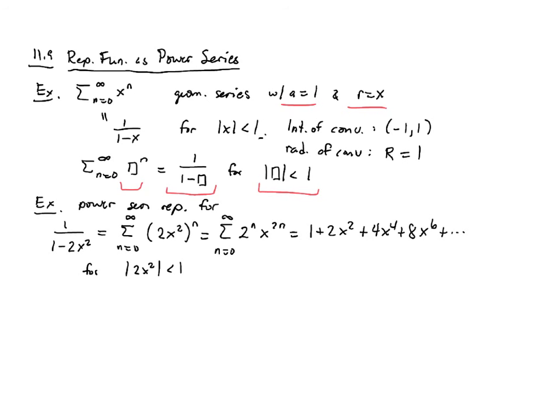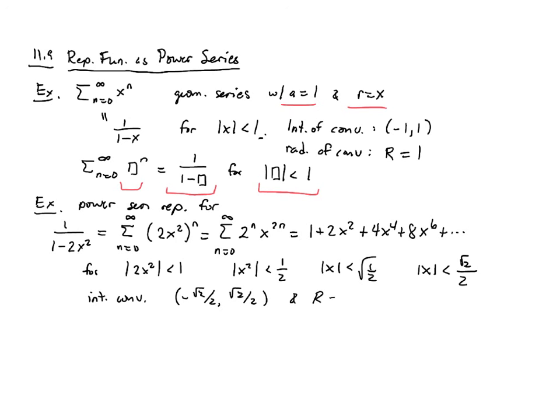Dividing both sides by 2, that's the same thing as saying that the absolute value of x squared is less than 1/2. And taking the square root of both sides, that says the absolute value of x is less than the square root of 1/2. In other words, the absolute value of x is less than root 2 over 2. So our interval of convergence is from negative root 2 over 2 to positive root 2 over 2, and our radius of convergence is root 2 over 2.